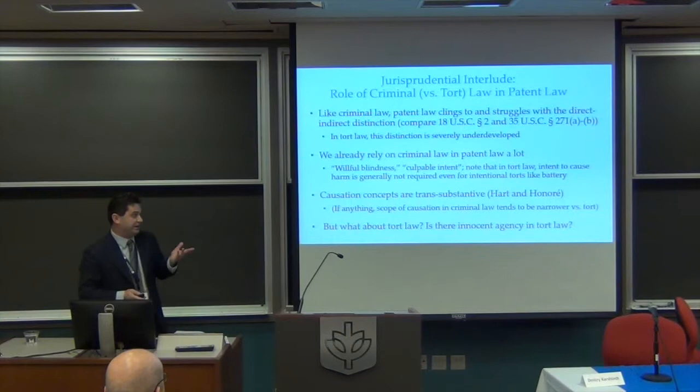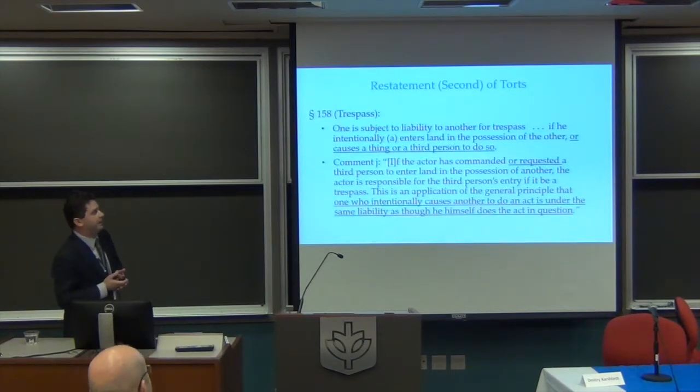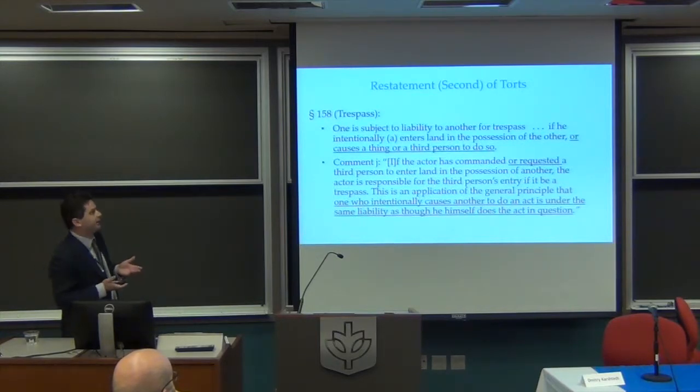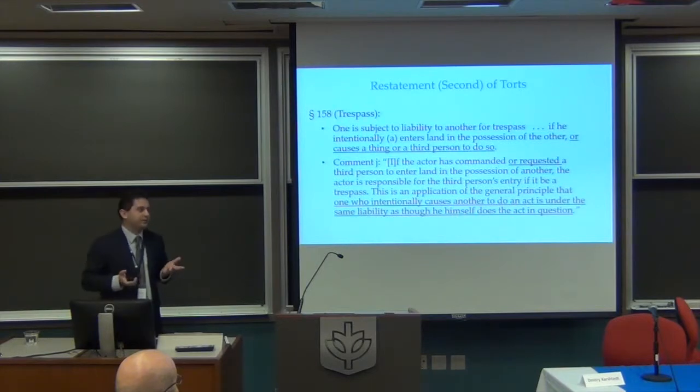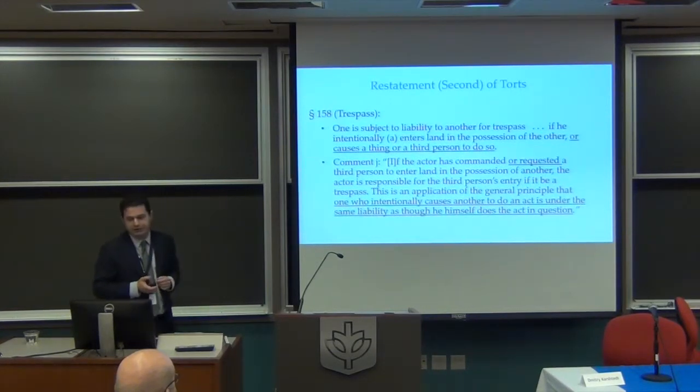What about tort law? Is there innocent agency? Are there good examples? One example I can give you right off the bat is trespass, which rightly or wrongly has been analogized to patent law. Notice that in the actual section there is a statement that causes a thing or a third person to do so. So a person is equated to a thing in the statement of the section. Just like you can't say, I can't be liable for trespass because my car did it when I drove the car onto someone's land, you can't say, I asked someone else to do it.